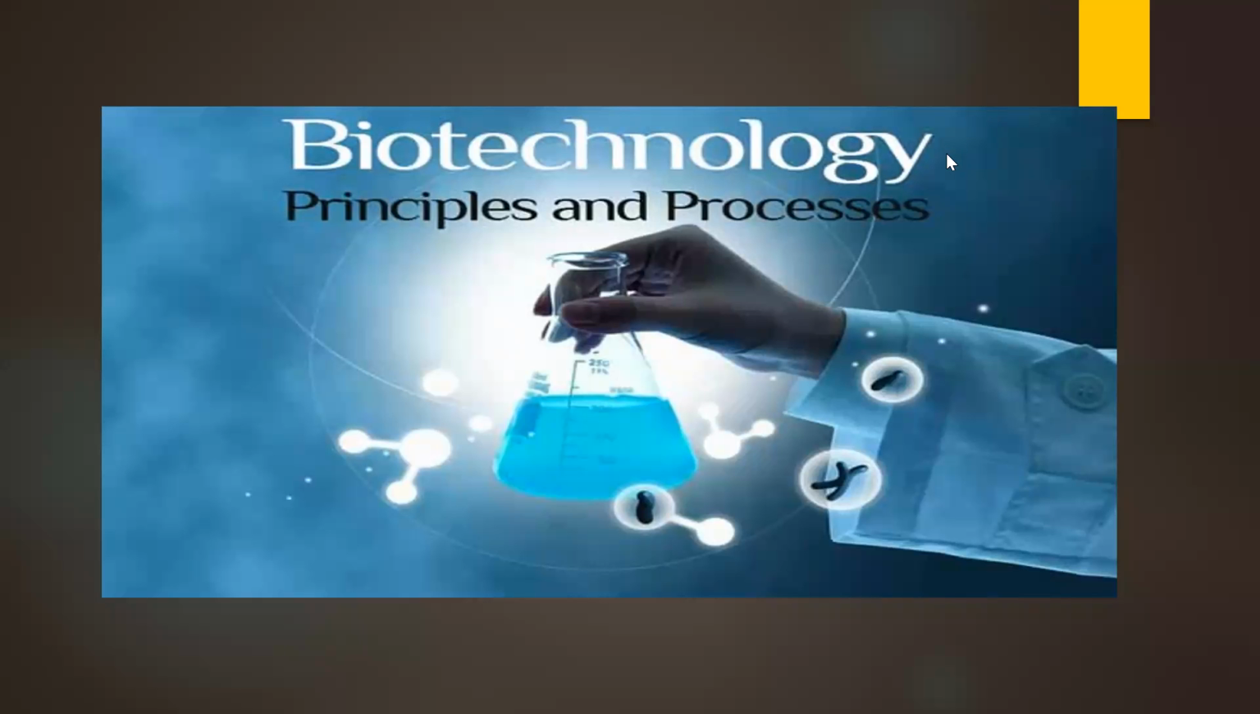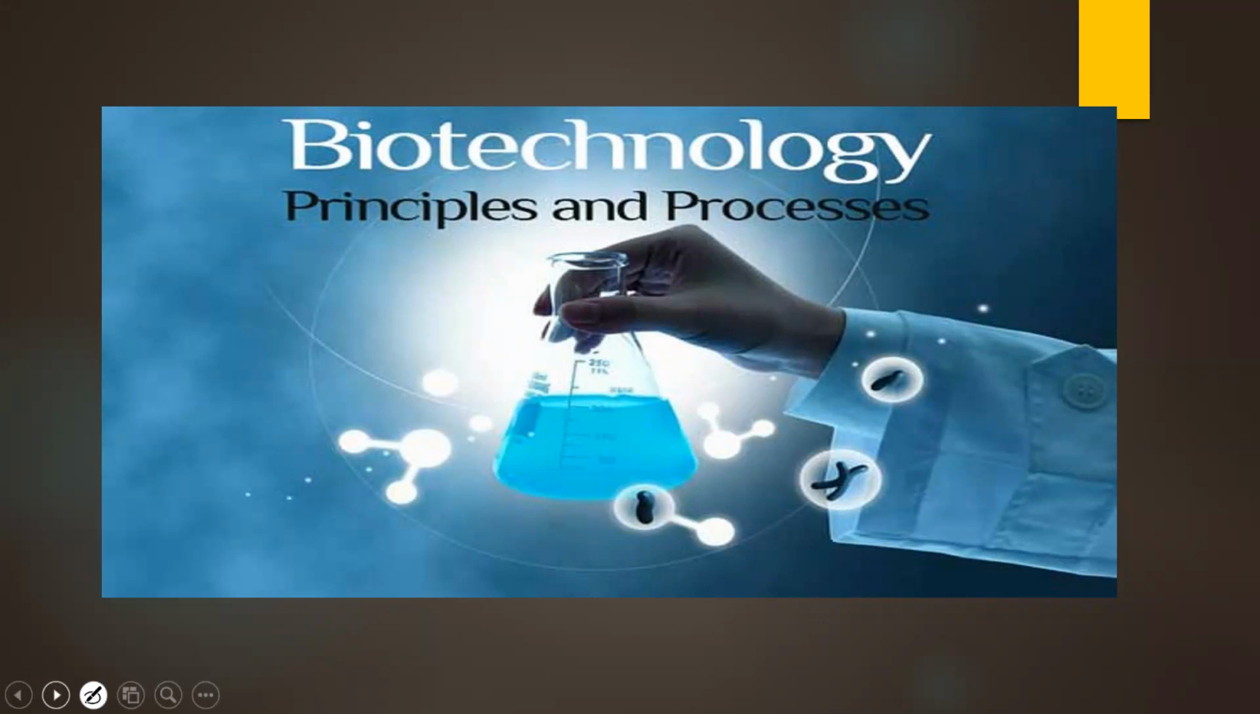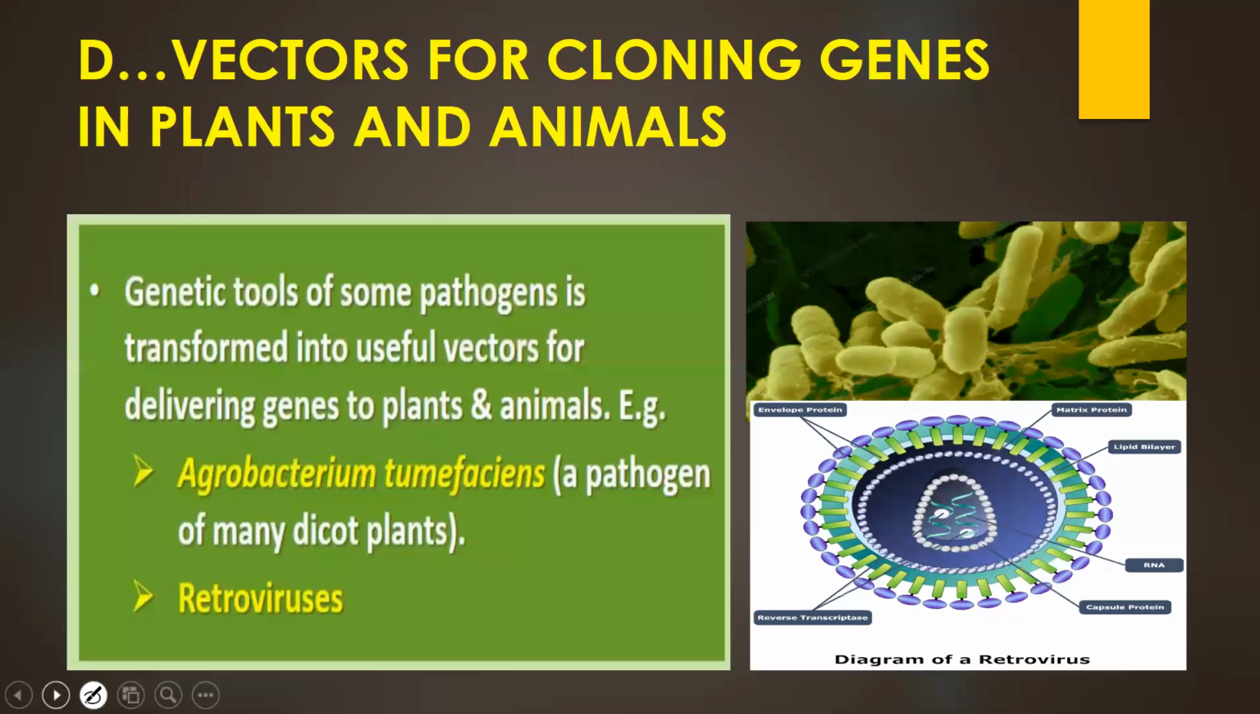Chapter 11, Biotechnology, Principles and Processes. In this chapter, I've already made 3 videos. This is video number 4. If you have not seen the previous videos, do see those first. In this video, I'll be talking about vectors for cloning plants and animals. In the previous video, I already talked about ORI, selectable marker, and cloning site.